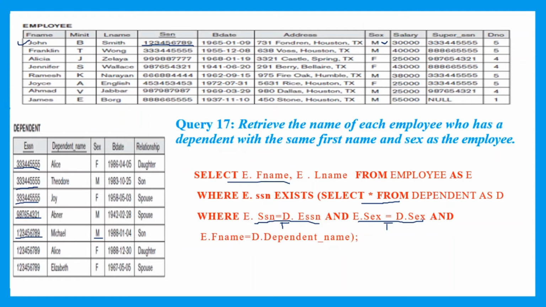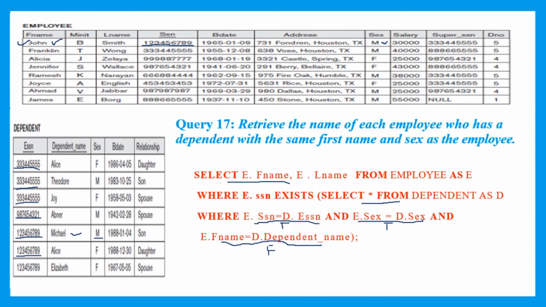Next we are going to check that the name in the employee table should be the same as the name in the dependent table. The name in the employee table is John. The name in the dependent table is Mitchell. So this is not true. Now this becomes false. So once this becomes false, again the innermost query is going to take the next ESSN number, 123456789.